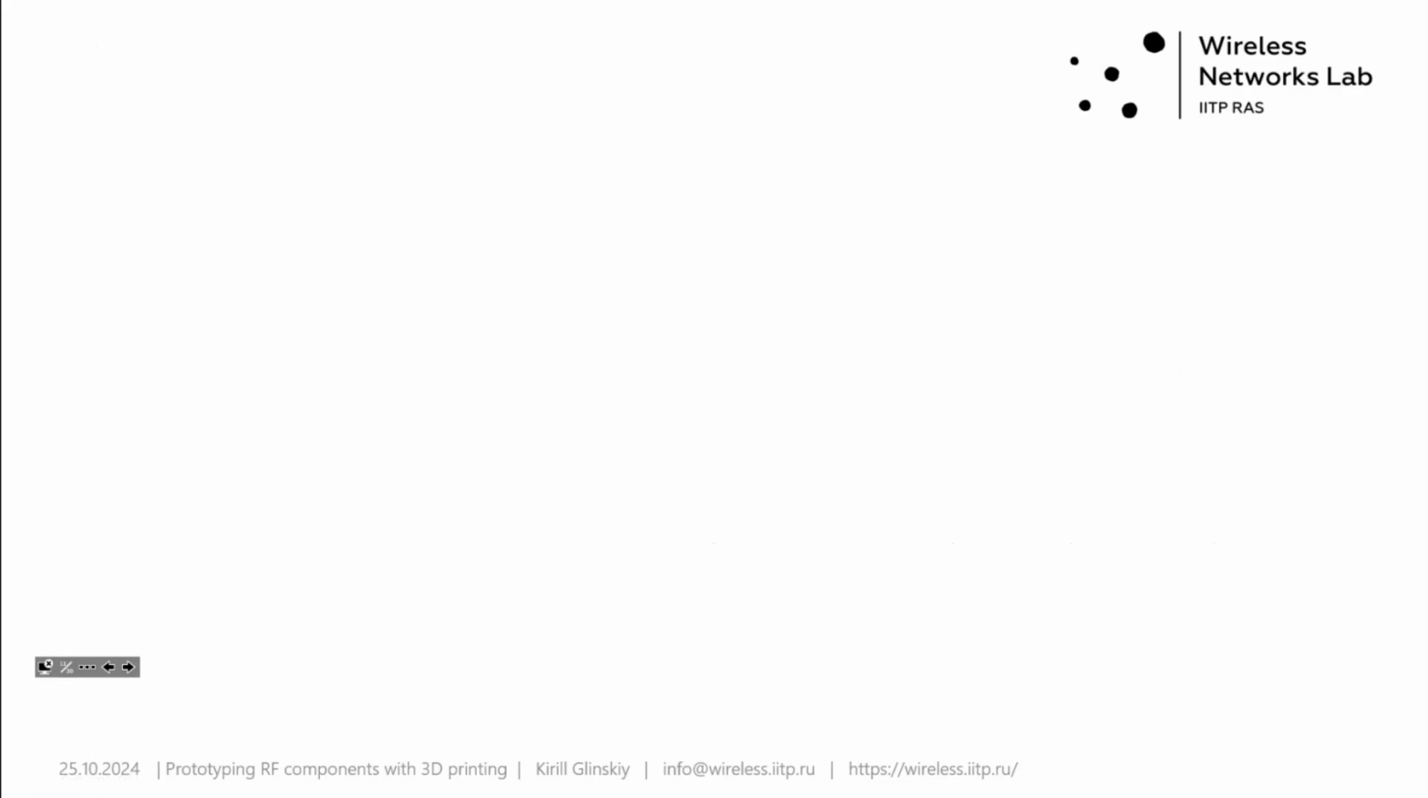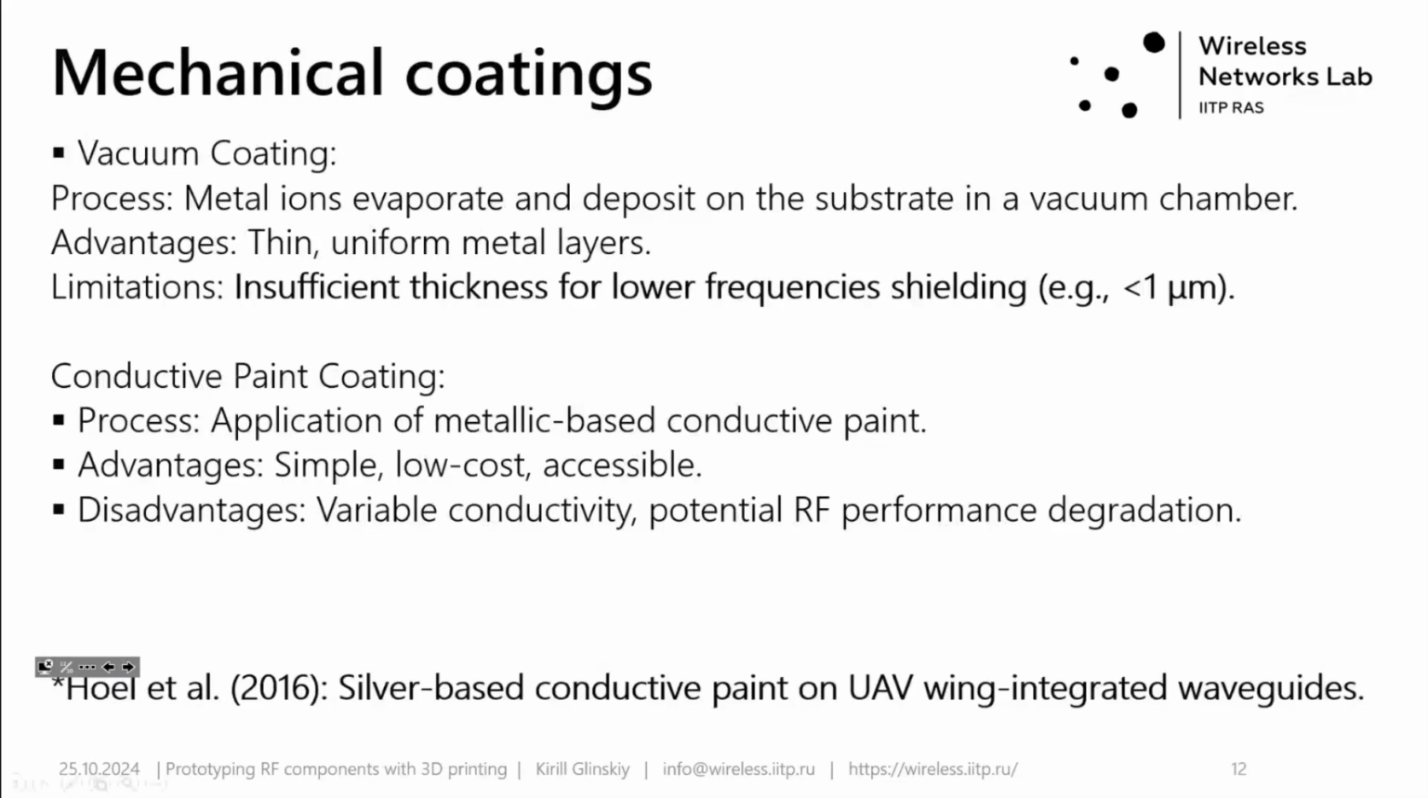The other approaches, which I call mechanical ones, require no specific pre-processing, and are generally either vacuum coating or conductive paint coating. So the vacuum coating uses just the acceleration of metal ions via something like ion acceleration to be deposited on a substrate in a vacuum chamber.